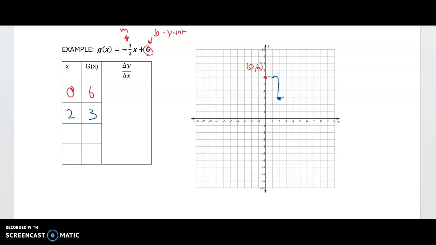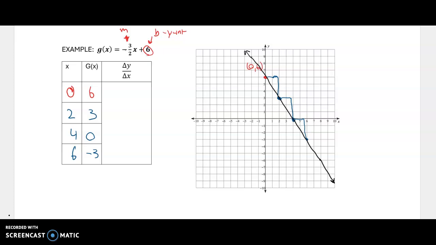I can go over 2 and down 3. And I get the point (4, 0). I can go over 2 and down 3 again. And I'll get another point at (6, -3). We can follow that pattern. If you're ever graphing a line though, you really just need 2 points and then you can connect them. You can connect your points, then make a line that fills your whole graph, and since it's a line and it goes on forever in both directions, make sure you put arrows at the end.